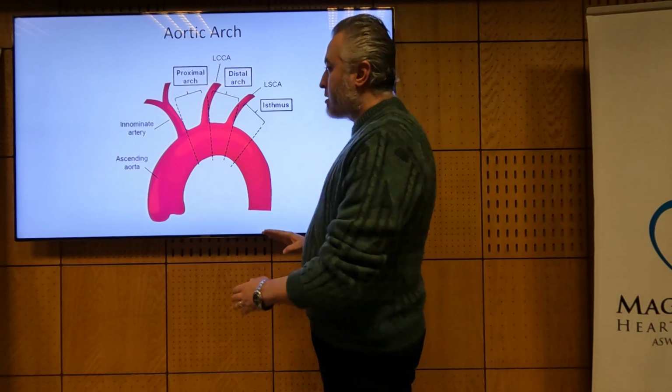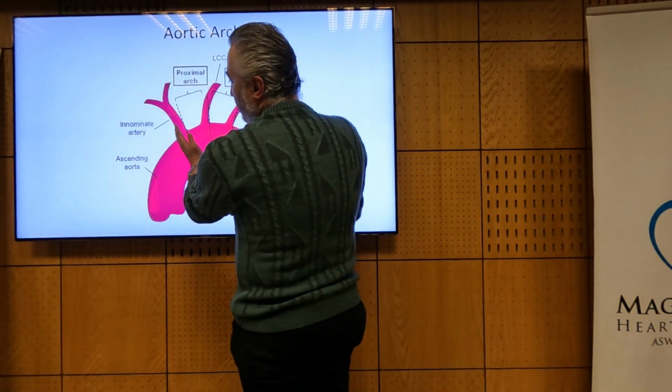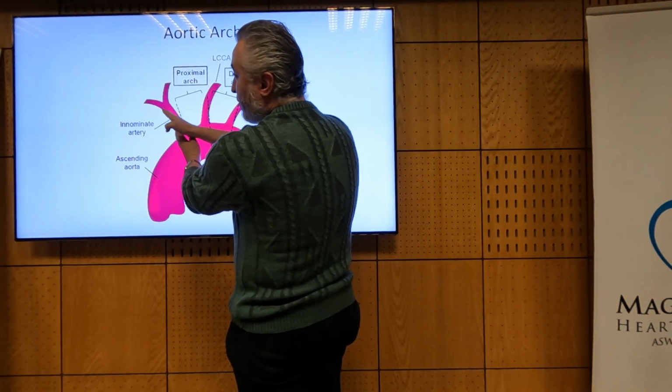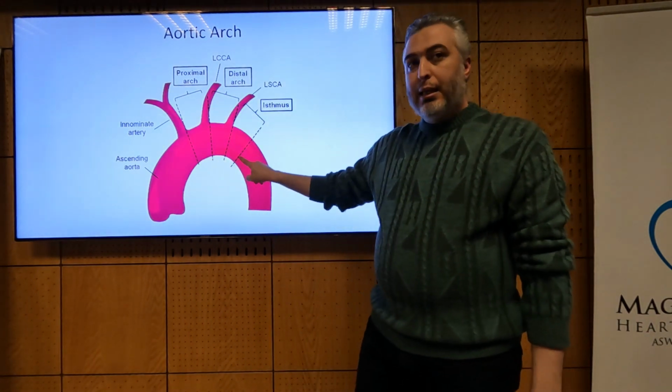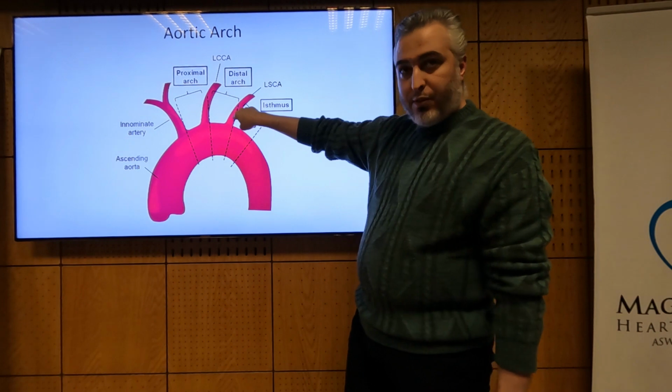So the arch is from the start of the branching, from the site of the innominate artery till the site of the attachment of the ligamentum arteriosum, not just the subclavian.